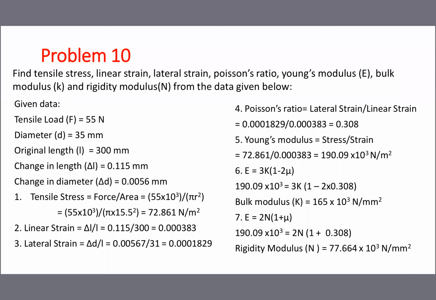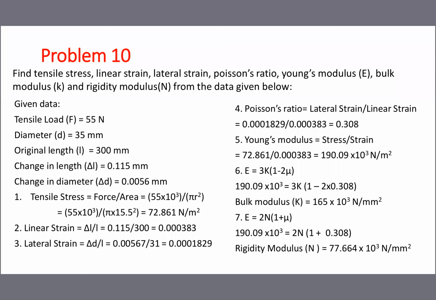So the given data, tensile load 55 Newton. You assume that it's not Newton, kilonewton. I mean, that's a printing mistake. So now we come back. Tensile stress is equal to force divided by area, 55 into 10 power 3. Because it is kilonewton, I am converting into Newton. So that's why the 10 power 3. Otherwise you will get confused.